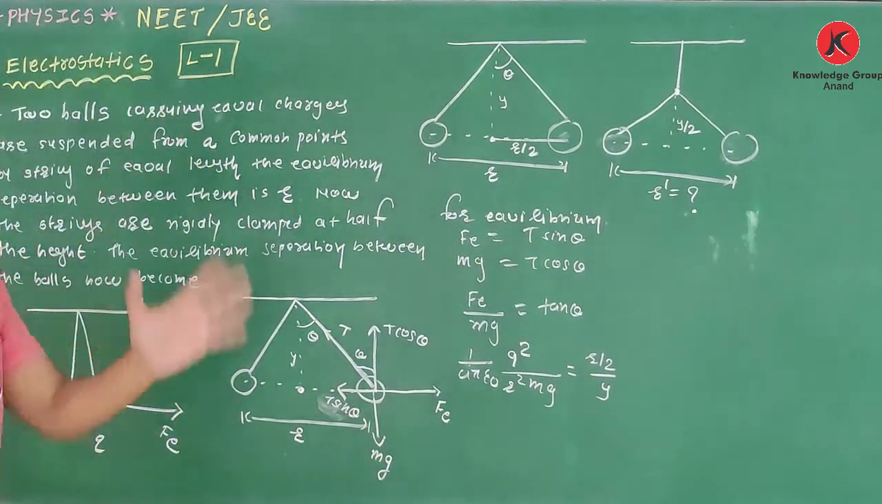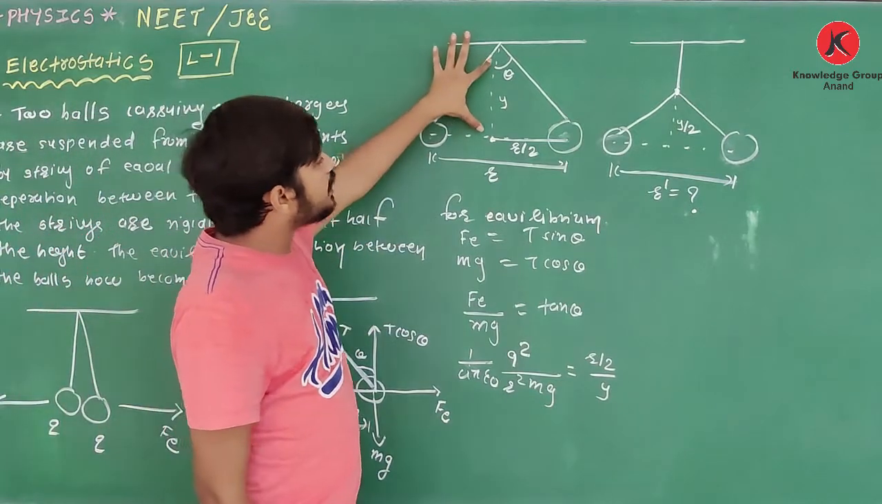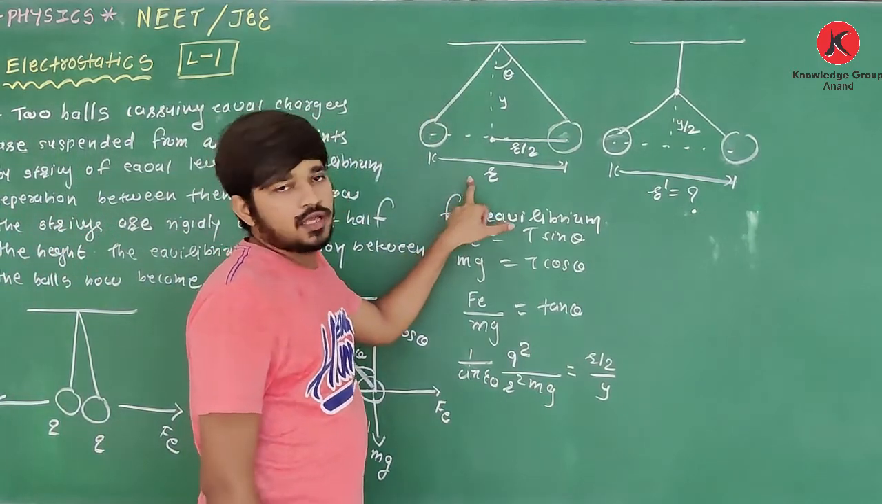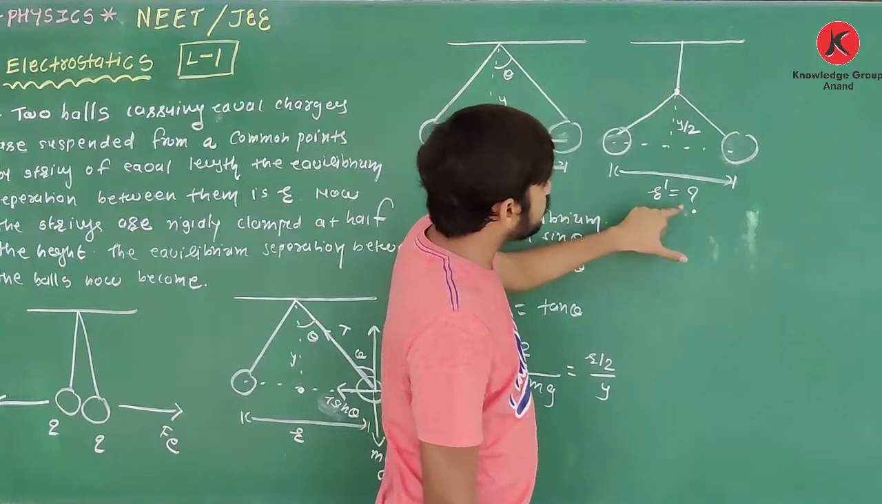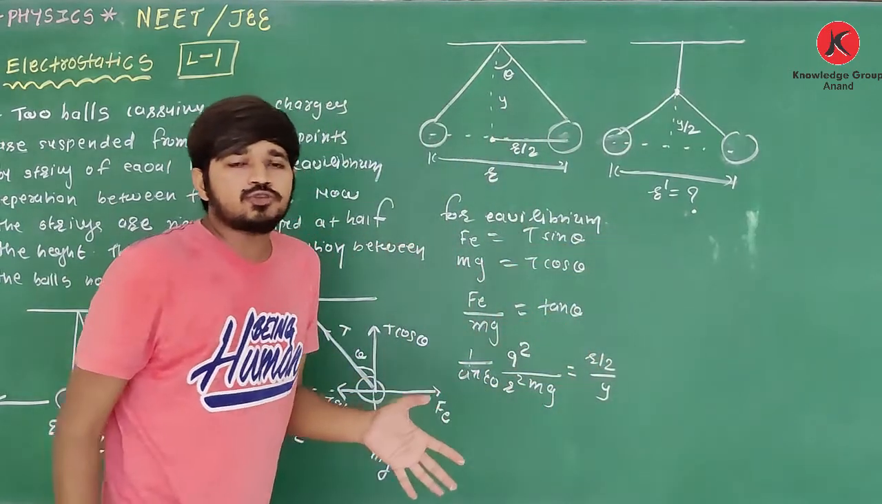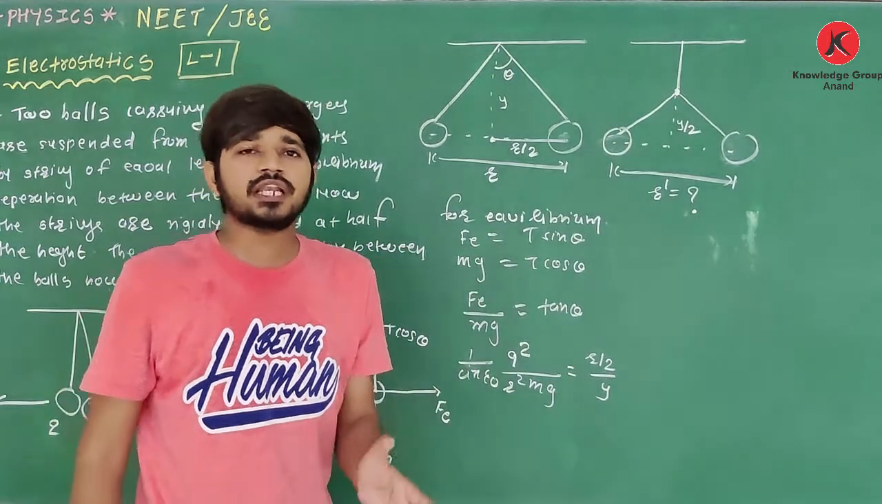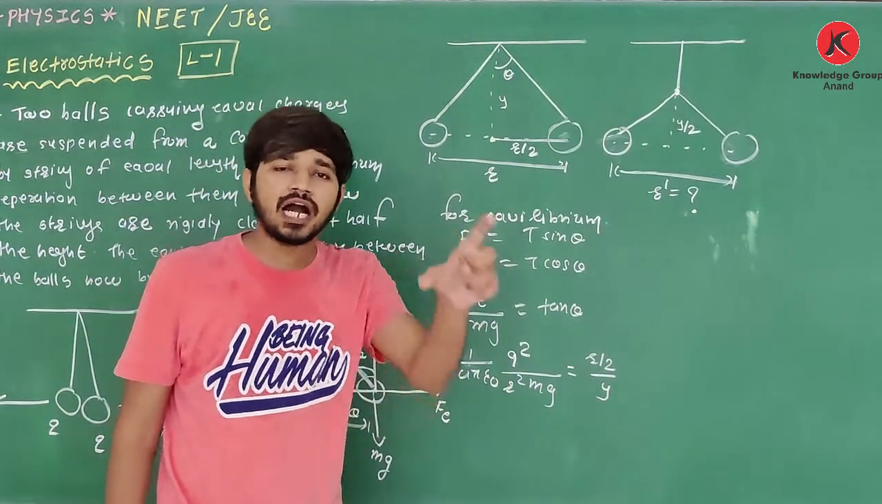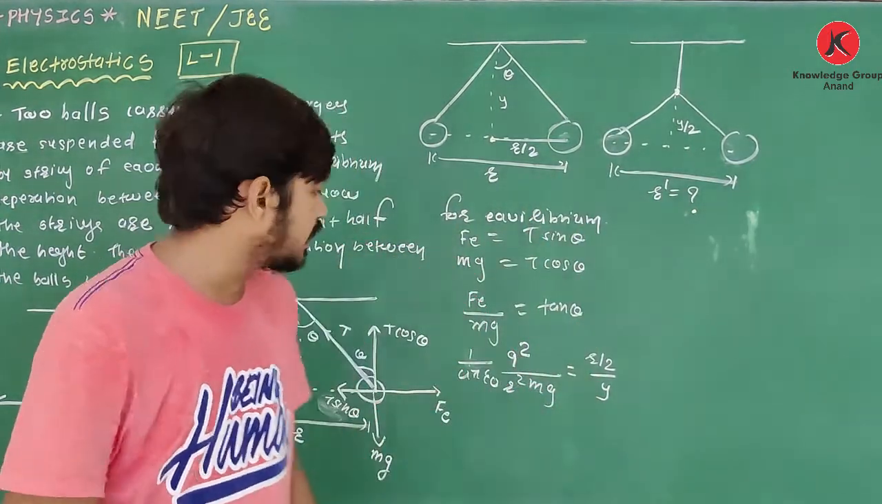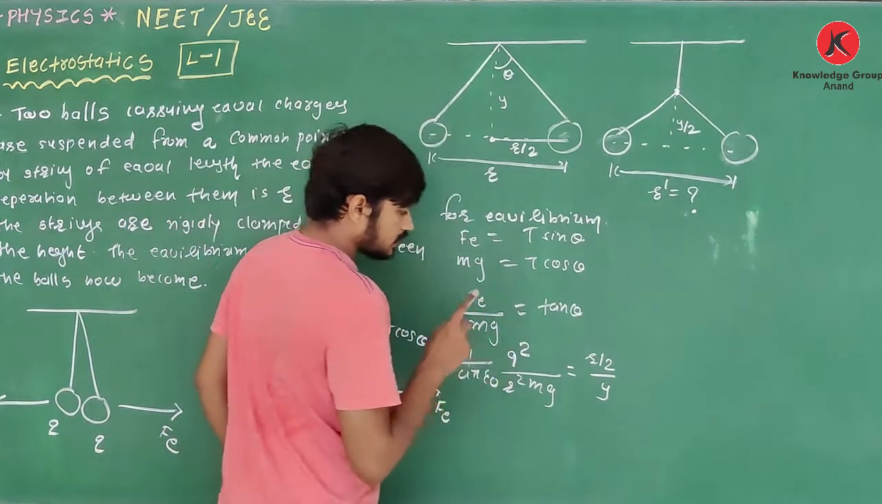Now understand the question. Initial height is y, then separation is r. In this case, height is y by 2, then what is the separation? So you have to obtain one relation between separation r and height y.